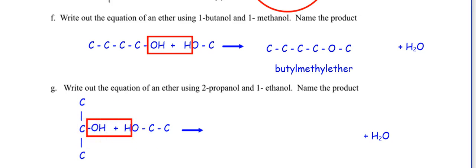So this O is going to go on the second carbon. So how are you going to name it? Well, this is a branch, isn't it? So it becomes a 2-ethoxypropane. And there you go.